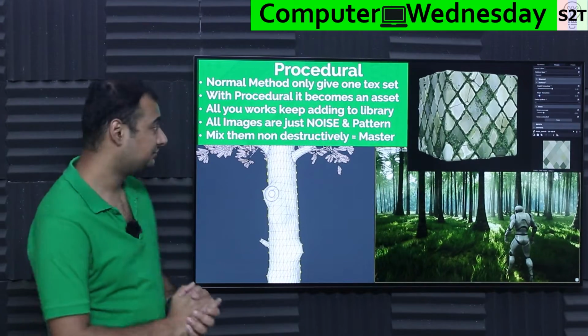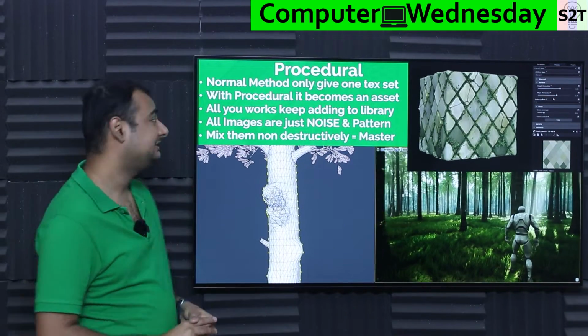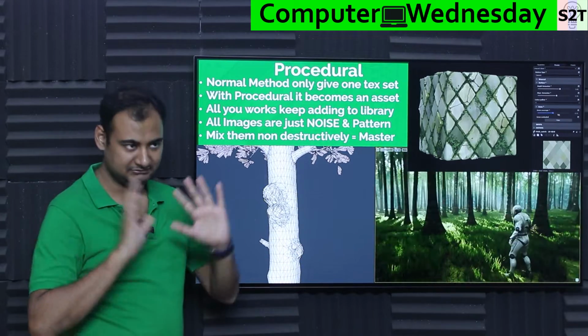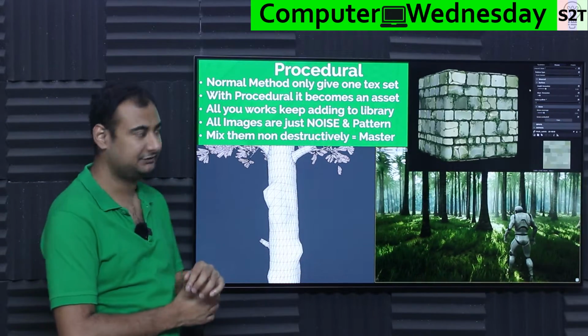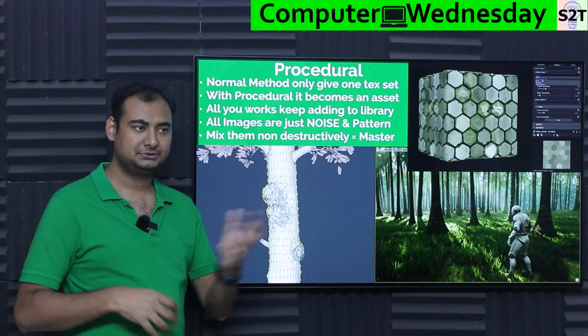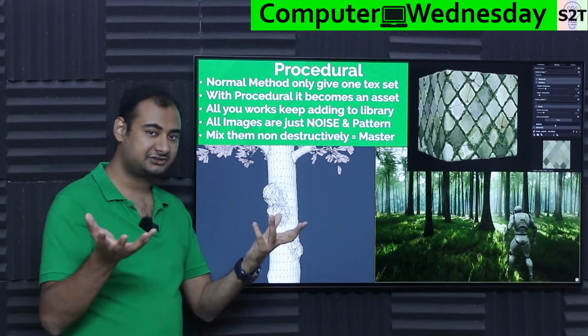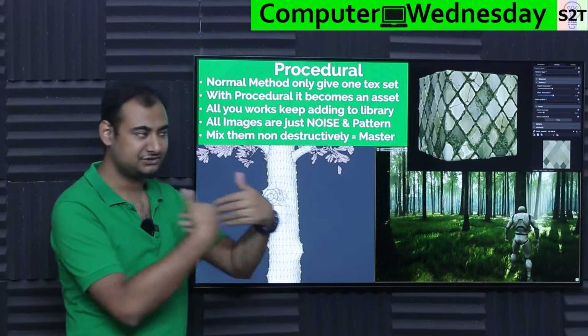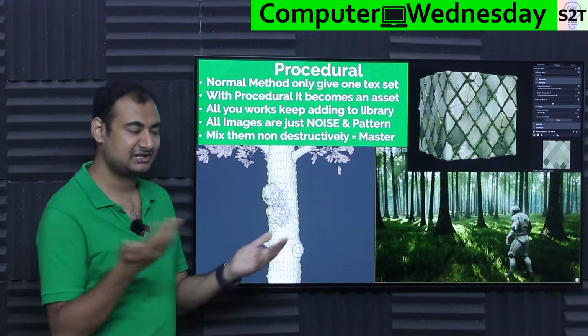So what's the solution? Solution is procedural. What does that mean? That simply means the normal, non-procedural way of doing things gives you a texture set. That's it, done. Like, this is the prop or this is the environment, I made the texture for it, the end. Once you deploy it in a game, it has no other use. You just have a file.